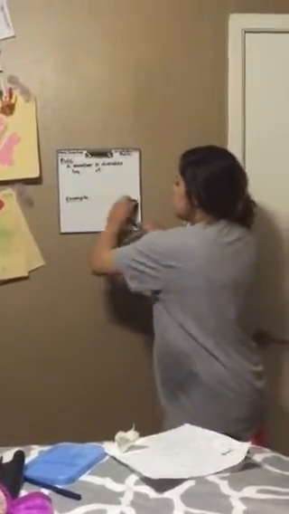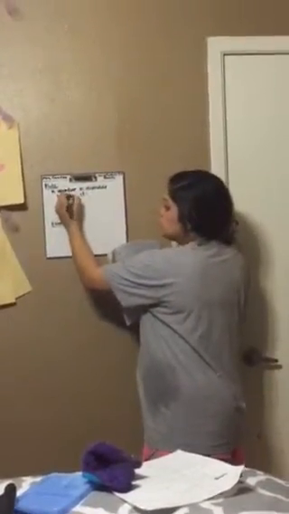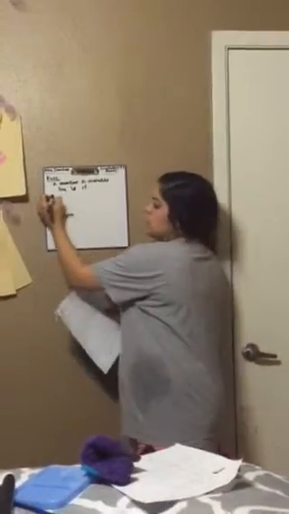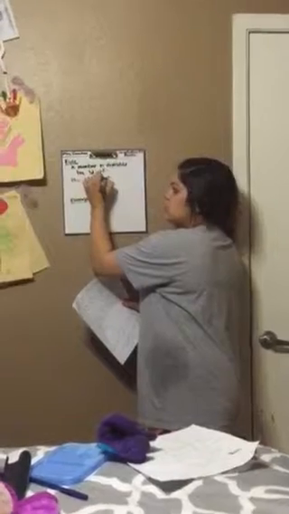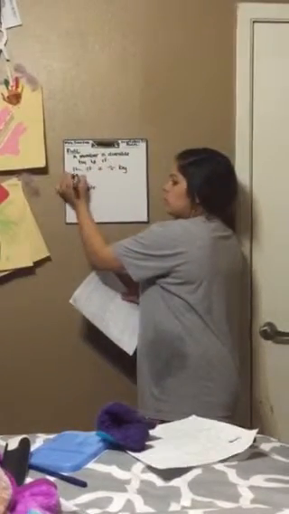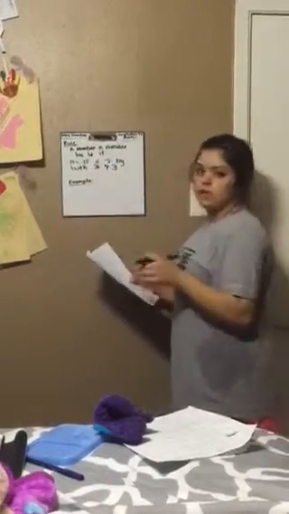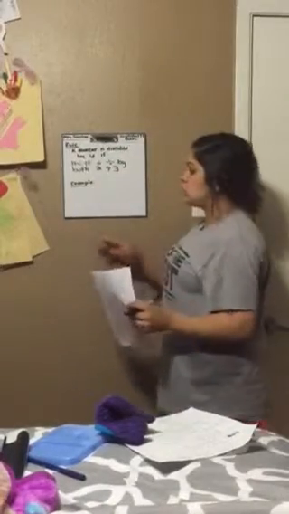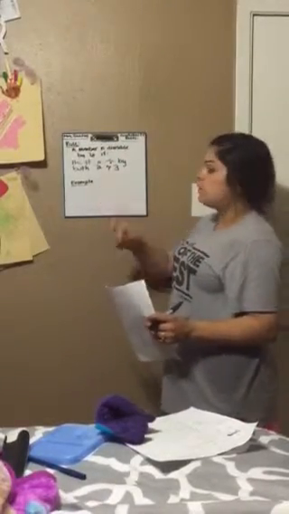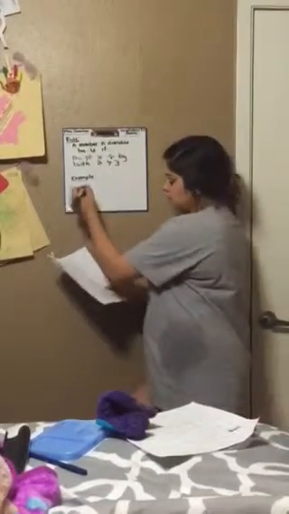Okay, the next rule is to find out if a number is divisible by 6. And it is divisible by 6 if the number is divisible by both 2 and 3. This one has more steps because you need to find out if it's divisible by 2 and 3, which is why it's important for you to know how to find out if a number is divisible by 2 and 3.